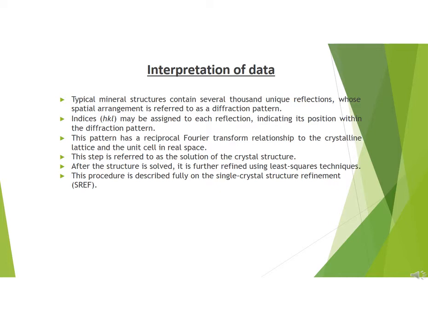Interpretation of data. Every mineral structure consists of several thousand unique reflections, whose spatial arrangement is referred to as the diffraction pattern, and the position of each reflection within the diffraction pattern is indicated by indices HKL. This diffraction pattern has a reciprocal Fourier transform relationship to the crystalline lattice and the unit cell in real space. This step is known as the solution of the crystal structure. Once the structure is resolved, it is further refined using least squares techniques, and this procedure is known as single crystal structure refinement, which consists of 3 basic steps.